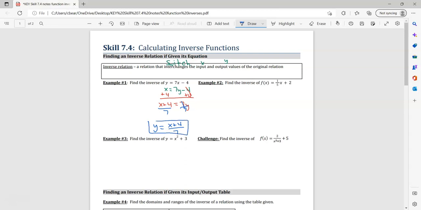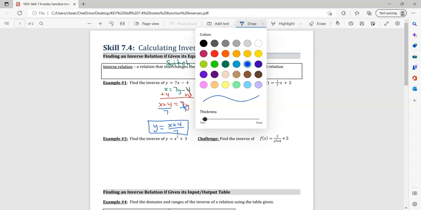Now when you look at this, hopefully you notice that the operations that were in the original problem are reversed in the inverse. So notice that we had a 7 being multiplied to x. Now that 7 is being divided. We had a minus 4, and in our inverse we have plus 4. So just think about that as you're doing these, if you're trying to verify if you did it right. All right, let's try the next one.